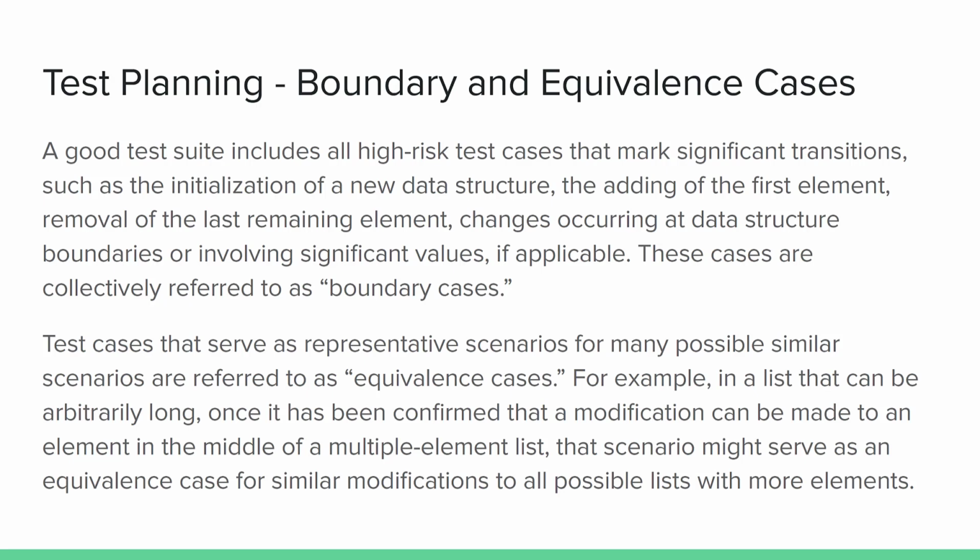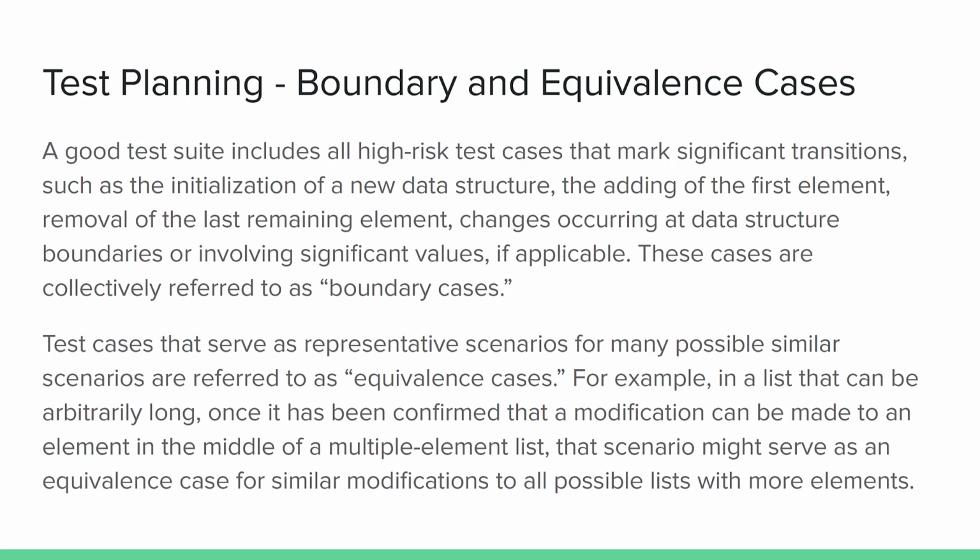Anything that involves boundaries such as beginning or end of a list, or significant values like the last valid index at the beginning or the end of a linear data structure, or the first boundary, the first index that would be out of bounds at either end. These would be high value, high risk test cases that should be included in any good test suite.